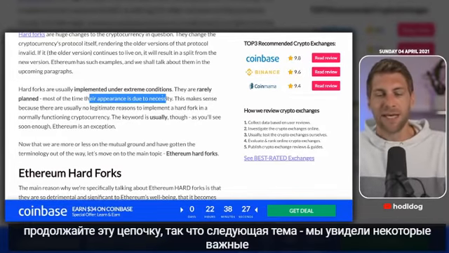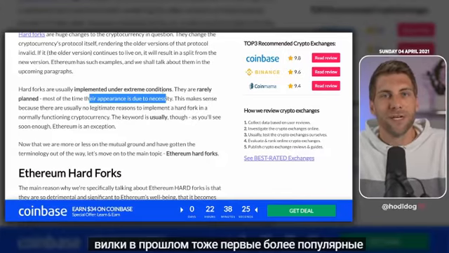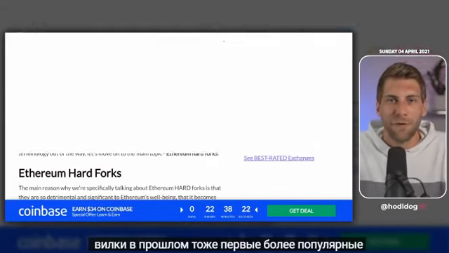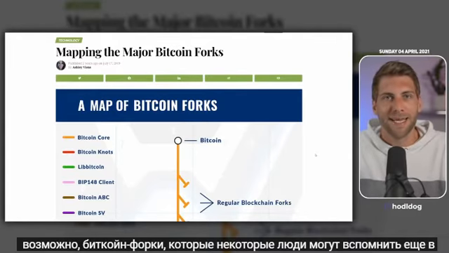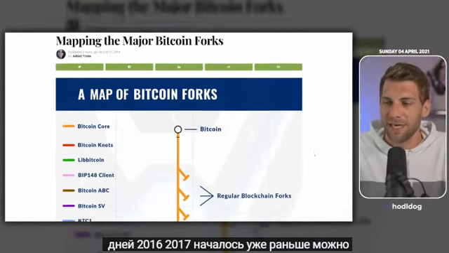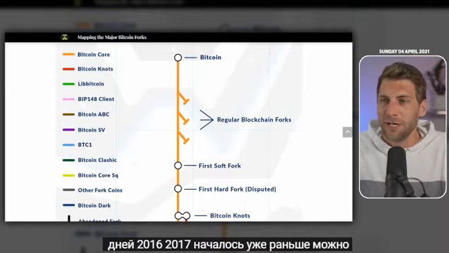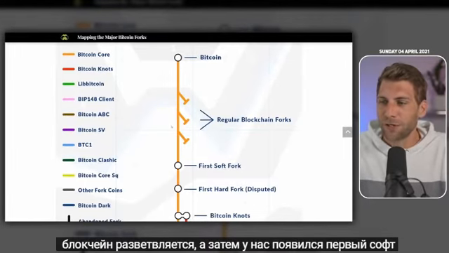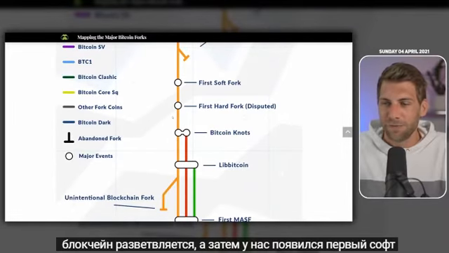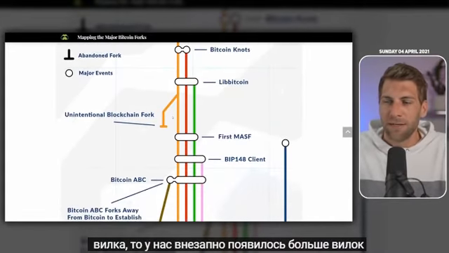So the next topic is, we saw some major forks in the past as well. First, more popular maybe Bitcoin forks. Some people can remember back in the days 2016, 2017. It started already earlier. You can see Bitcoin started first. We had some blockchain forks, and then we had the first soft fork. Then we all of a sudden had more forks.